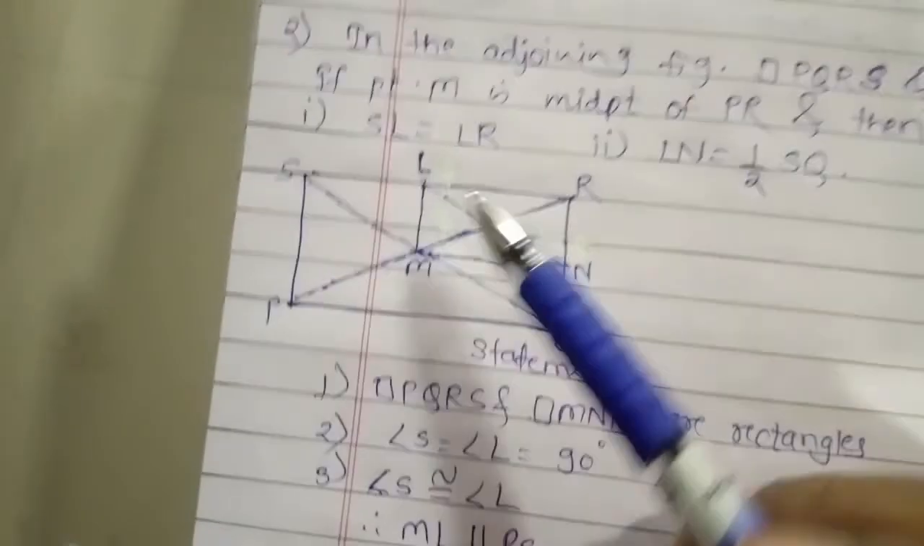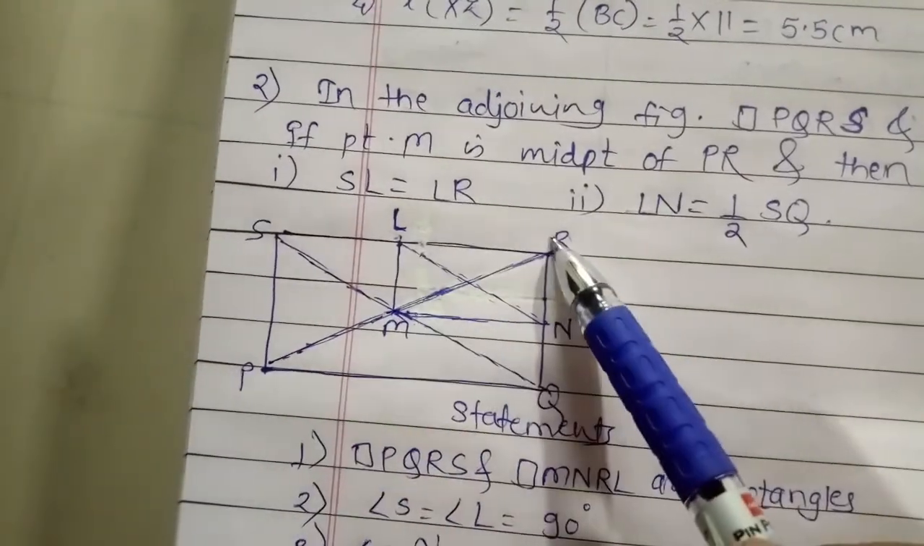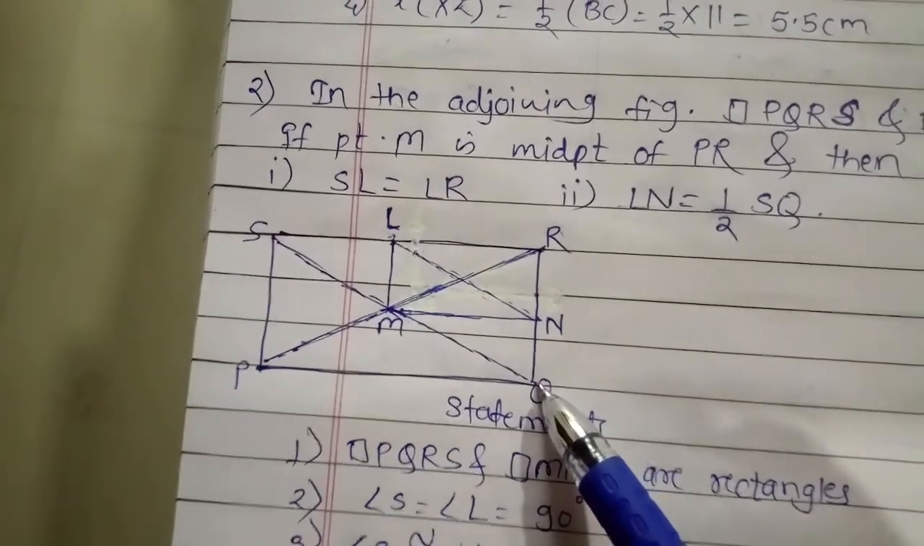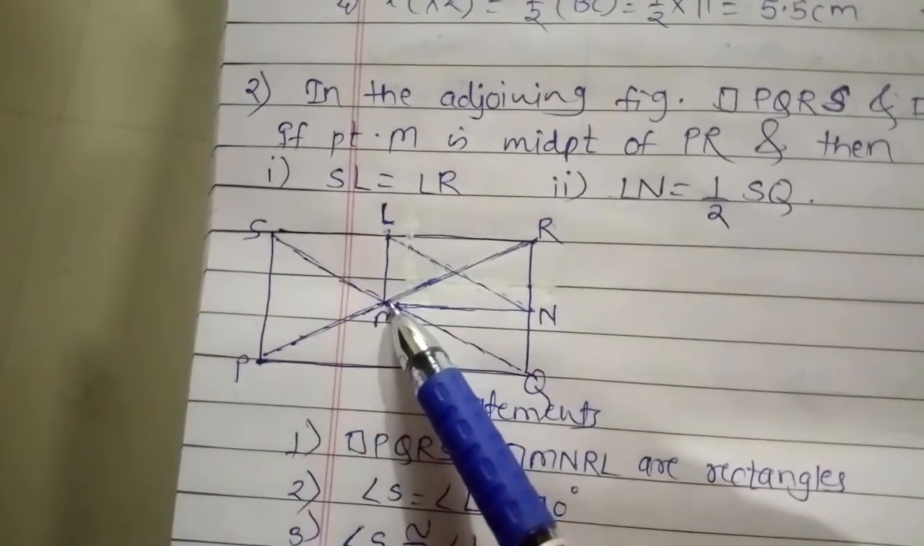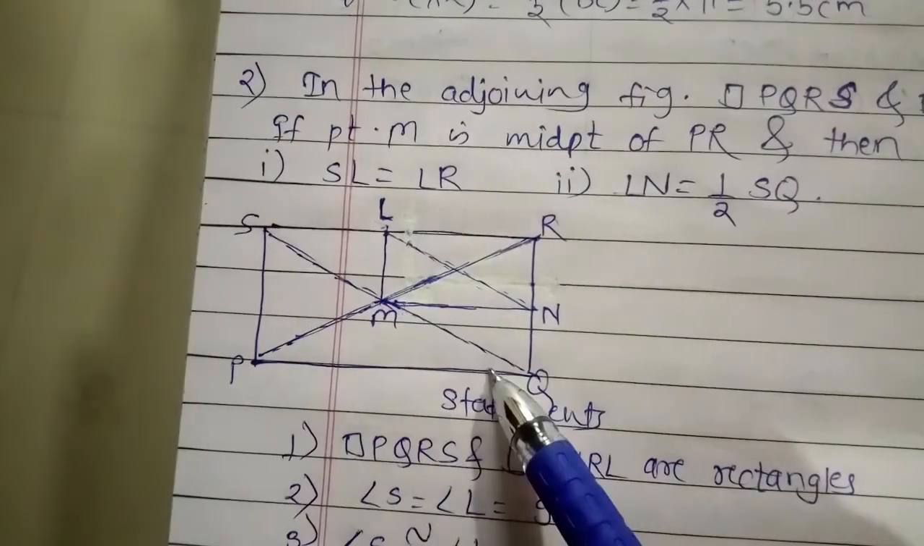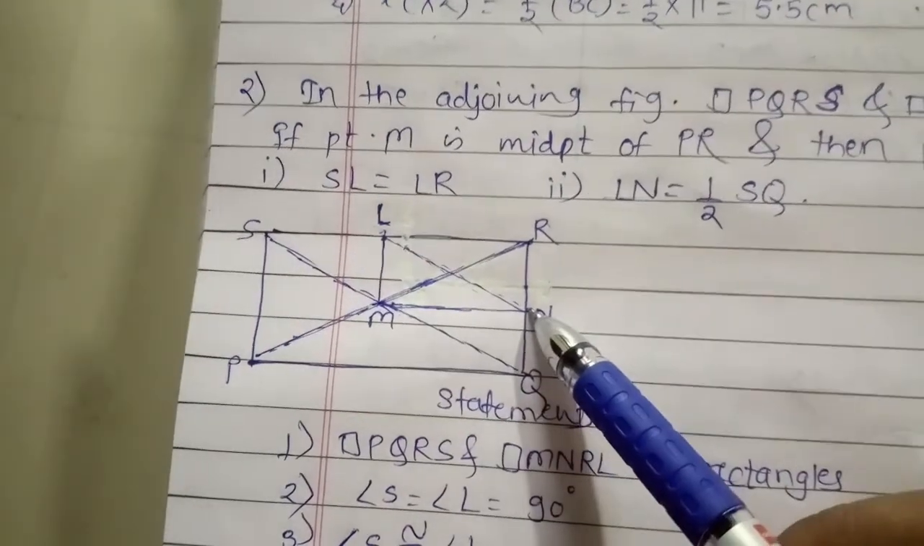So for triangle PRQ, we can prove in this triangle also that since M is the midpoint and MN is parallel to PQ, N will be the midpoint of QR.